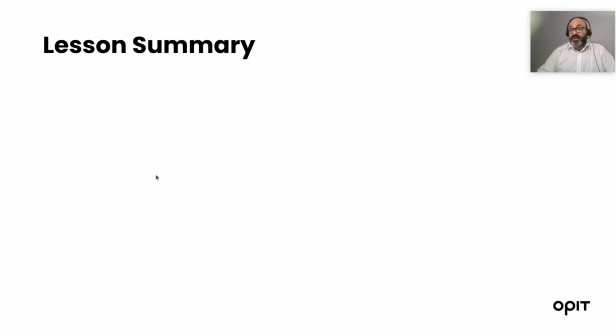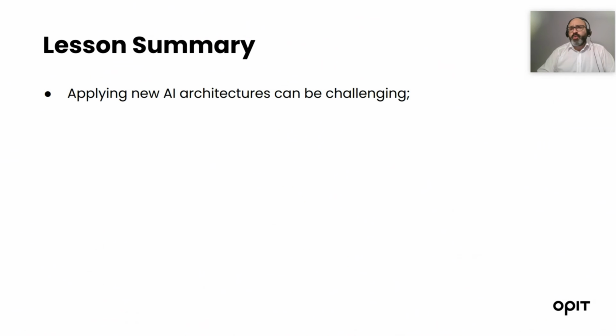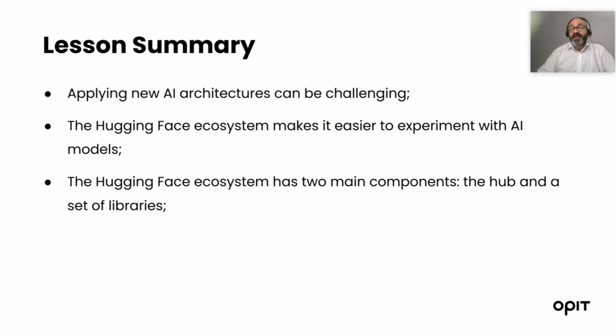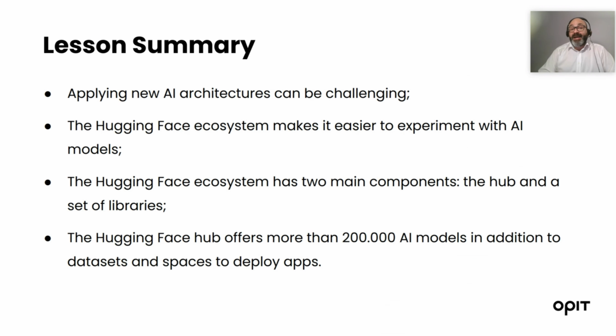So what we have learned in this lesson: applying new AI architectures can be challenging. The Hugging Face ecosystem makes it easier to experiment with AI models. The Hugging Face ecosystem has two main components: the hub and the set of libraries for coding. The Hugging Face Hub offers more than 200,000 models, in addition to datasets and Spaces to deploy your apps.